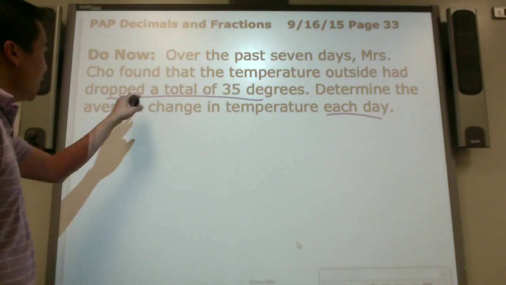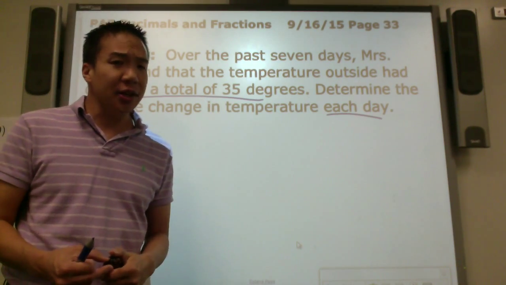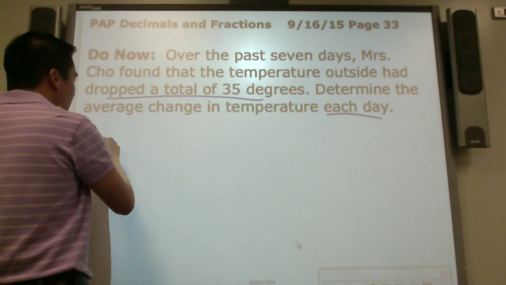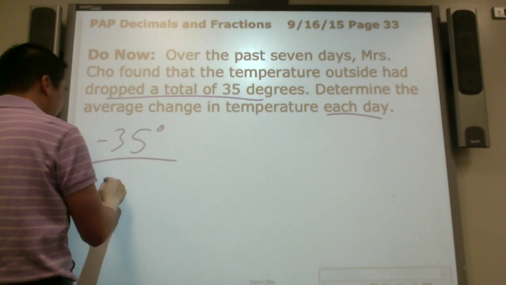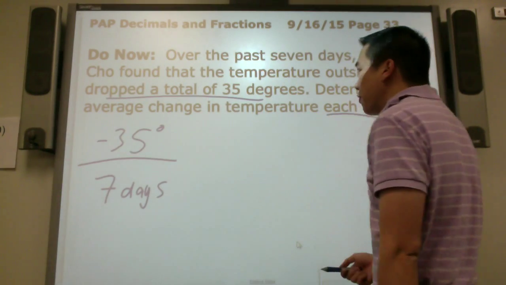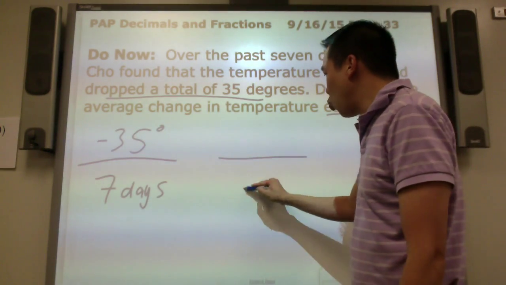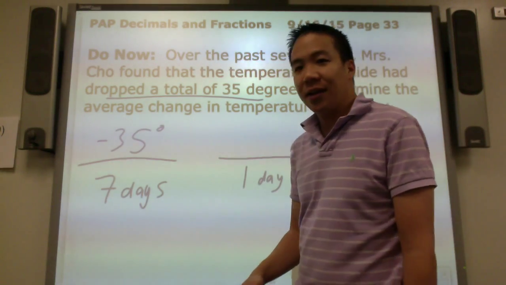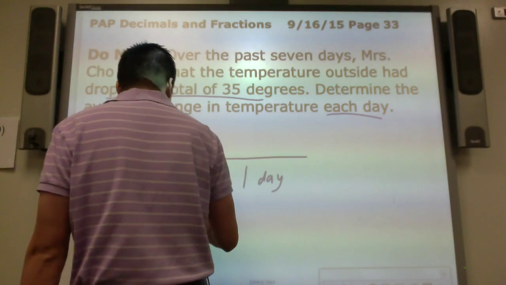Integer. So we need to write a drop of 35 degrees as an integer. What's an integer again? A positive or negative whole number. So a drop means it has to be negative 35 degrees. It took 7 days for this to drop. So it says determine the average change in temperature each day. Each day means 1 day. How do you break down 7 days to 1 day? We're going to be learning this very soon. This is called a unit rate.